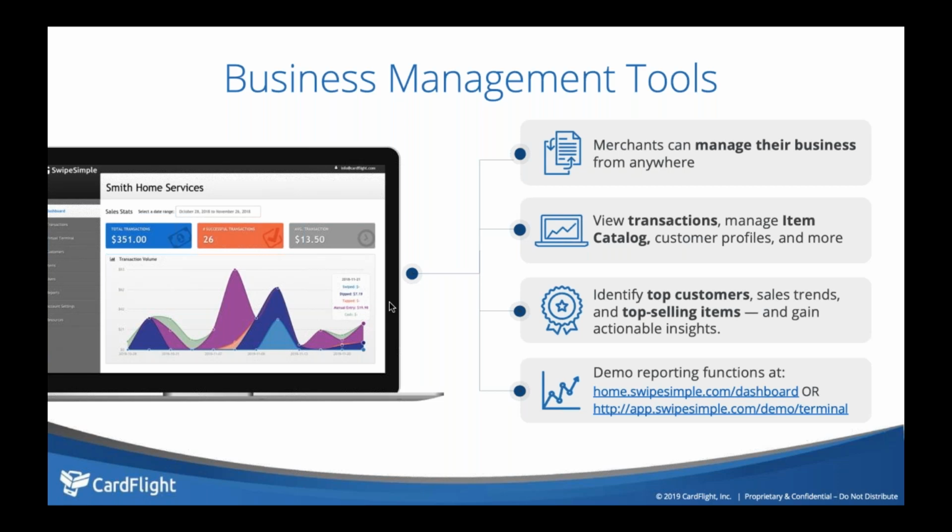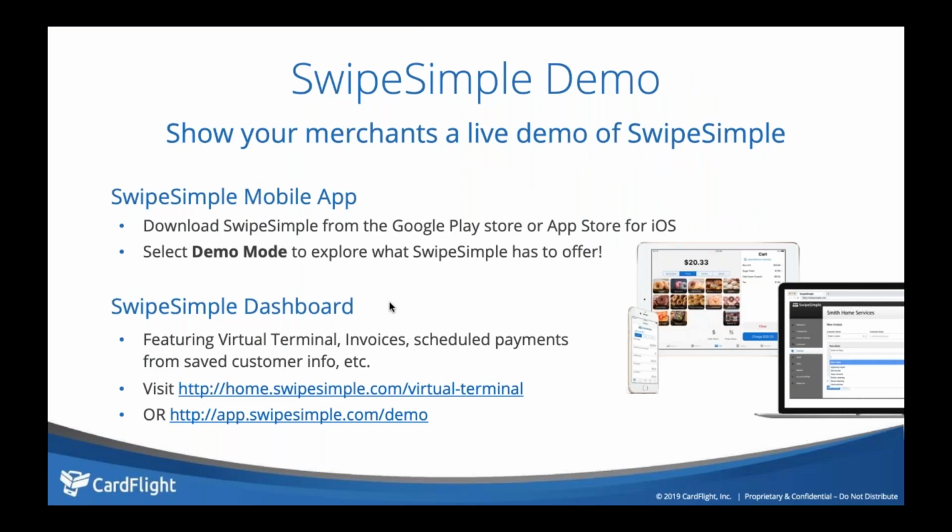I know that a lot of it can be explanatory, but you can also go download, as I mentioned before, the demo on your iOS or Android. This is public, so just go in there, download it, and then you can start using it. You can get these links, and you'll be good to go and good to start selling Swipe Simple. I don't see too many questions, but let me know if you have any.